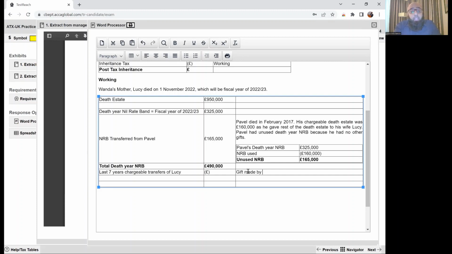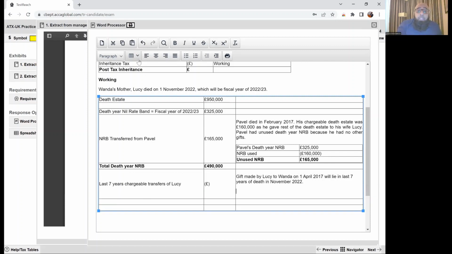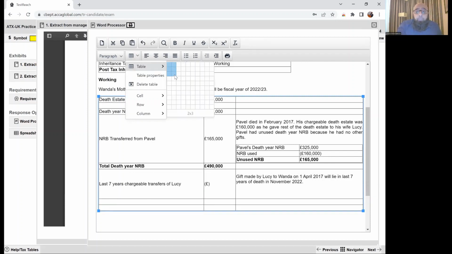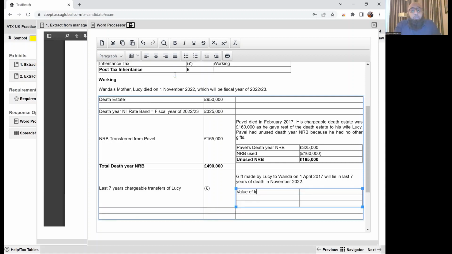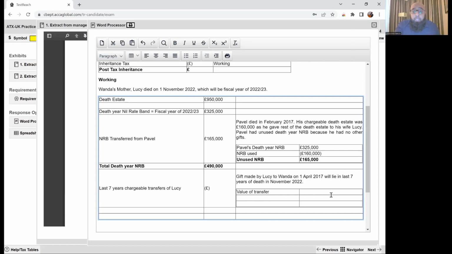The gift made by Lucy to Vanda on 1st April 17 will lie in the last 7 years of death in November 2022. So obviously it will lie in the last 7 years, so it will get chargeable. Now what will be the chargeable amount? The value of transfer of that gift was 180,000 in cash. Since it was a lifetime gift, you have to deduct the annual exemptions also.